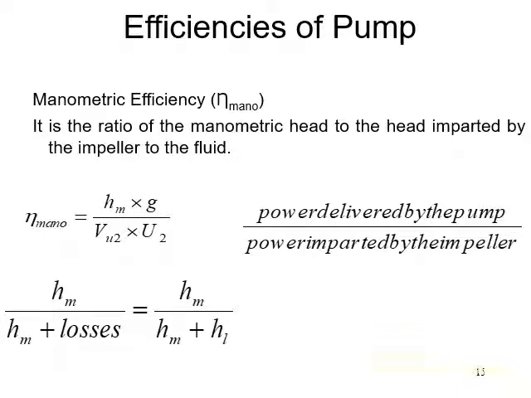Actually, here the power delivered by the pump is equal to the head created by the pump, the manometric head, and the power imparted by the impeller is equal to V_u2 times u2 by g. So that g from the denominator is taken into the numerator. At that time it is H_m, the manometric head, times g by V_u2 times u2. It is also termed as the ratio of H_m, the manometric head, to H_m plus H_L, where H_L is the head loss due to friction or other circumstances.